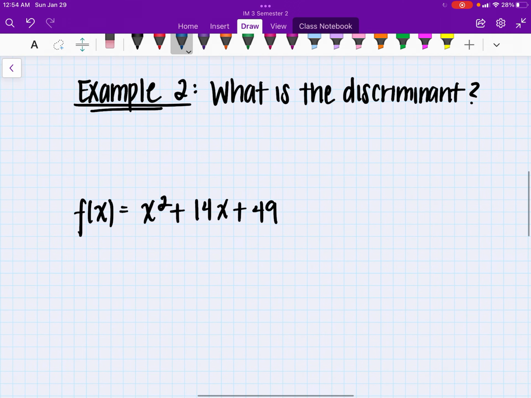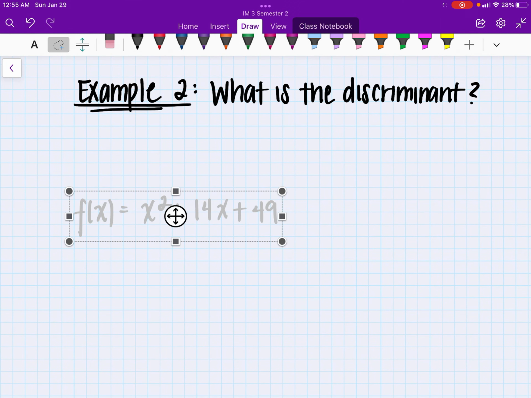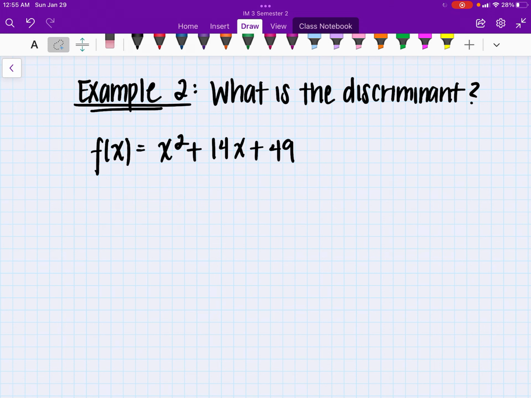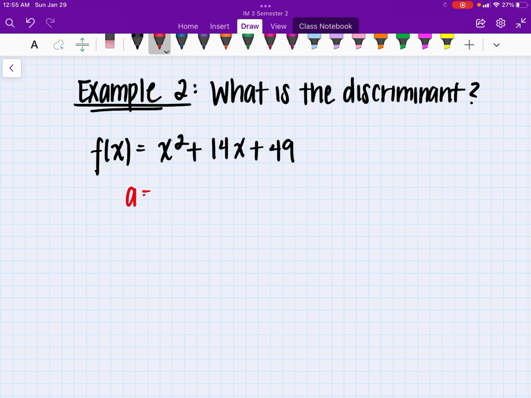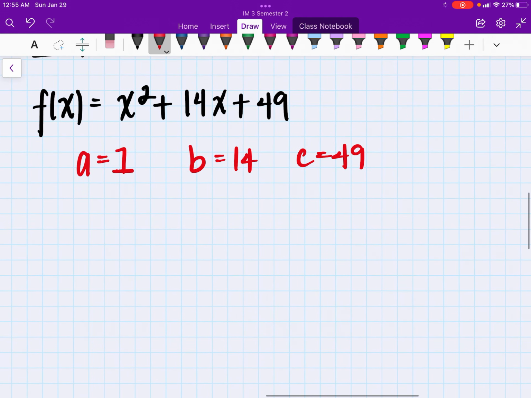Here's the next one. I want to go ahead in this case determine what the discriminant is of x squared plus 14x plus 49. So let's go ahead and identify a, b, and c. A is our leading coefficient, which is 1. B is our x coefficient, and C is our constant. All right, so let's go ahead and use the formula for discriminant, which is b squared minus 4ac.